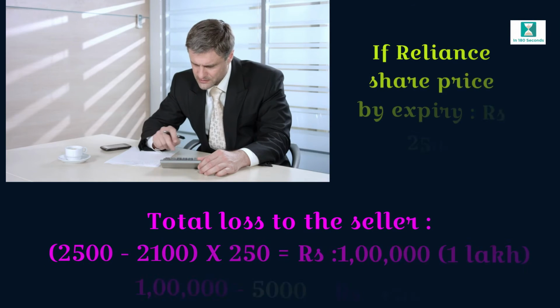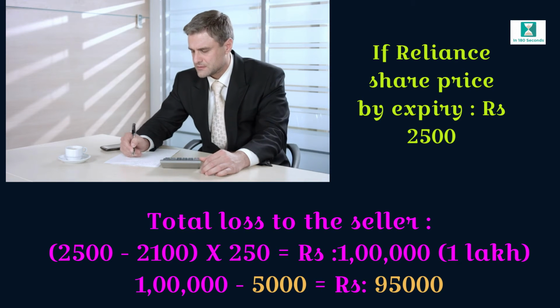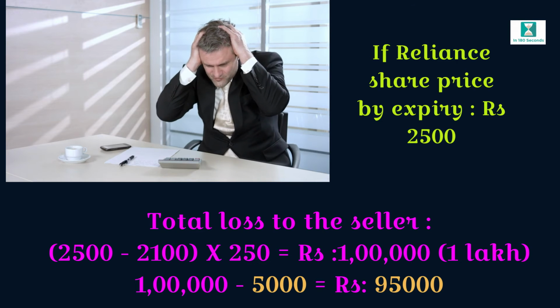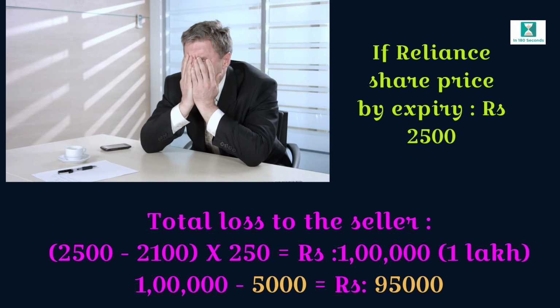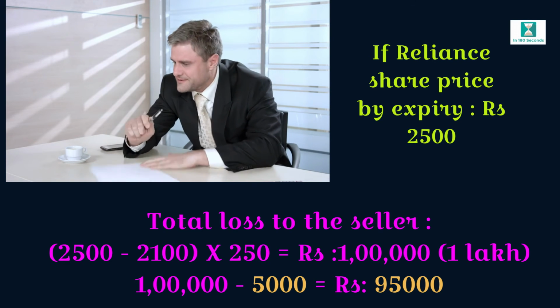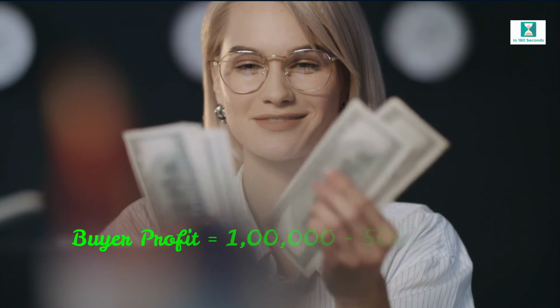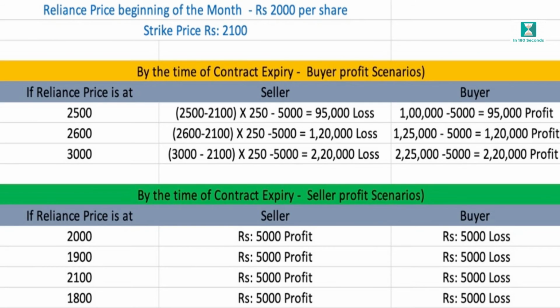Now, if the price of Reliance goes to Rs 2,500 by expiry, then the seller is obligated to sell the 250 stocks to the buyer at the agreed price of Rs 2,100, although the current market price is Rs 2,500. Which means he would end up with a loss of 2,500 minus 2,100 for each share of Reliance. Remember, the deal was done on one lot of Reliance. So the total loss would be Rs 1 lakh. However, the premium of Rs 5,000 he received from the buyer is his money. So the effective loss is Rs 95,000. And this Rs 95,000 is the profit that the buyer gets for doing that option trade, as you could see, by the expiry date of the contract. These are some of the possible profit and loss scenarios.